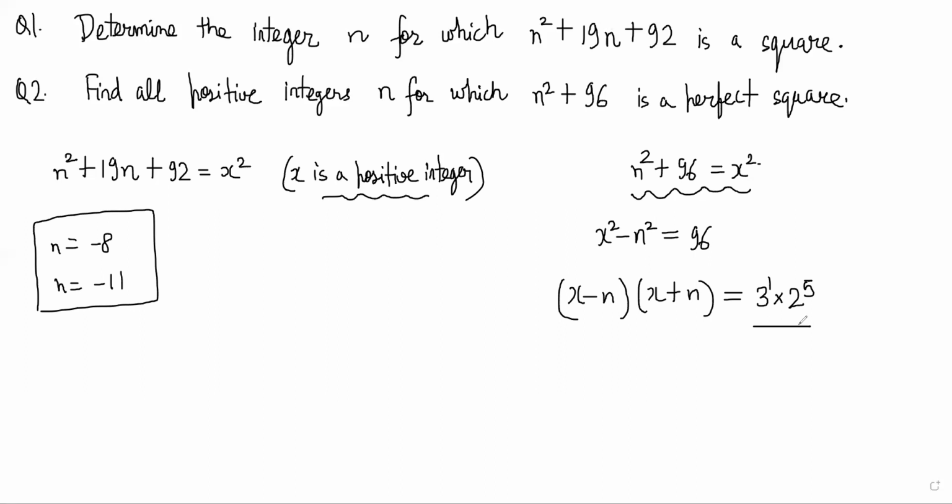I think x and n have to be both odd and even, right? x and n. Because if, oh wait, the whole thing cannot be odd, right? You mean x minus n cannot be odd, and x plus n cannot be odd because this side is even.